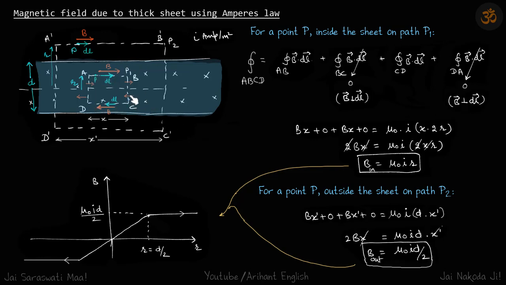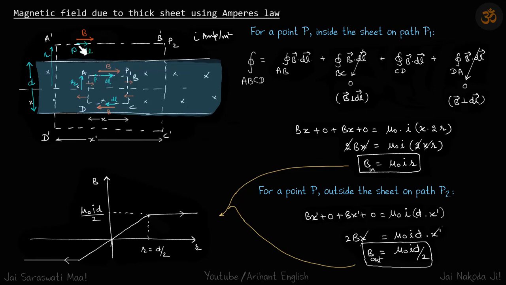So if you take this whole area of the rectangle, that will be the I enclosed, that times I ampere per meter square. So I into X into 2R. So mu naught I into X into 2R. This is I enclosed. So we simplify this and get B in is equal to mu naught IR. So at a distance R from the axis of this infinite sheet, magnetic field is mu naught IR.